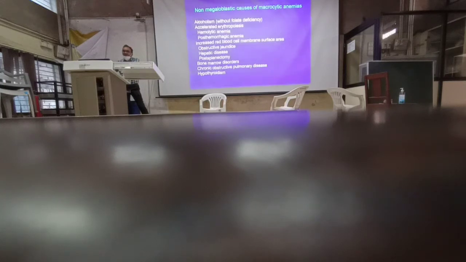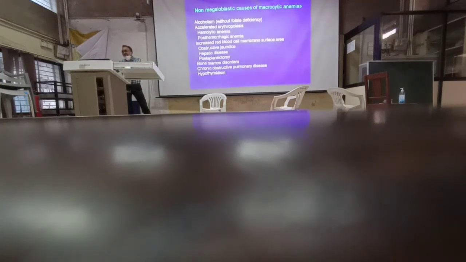Because accelerated erythropoiesis will give rise to more reticulocytes within the bloodstream. Peripheral blood will have a large number of reticulocytes, and reticulocyte size is larger compared to the normal red cell. That is the reason why accelerated erythropoiesis in hemolytic anemia and post-hemorrhagic anemia will give rise to increased MCV.